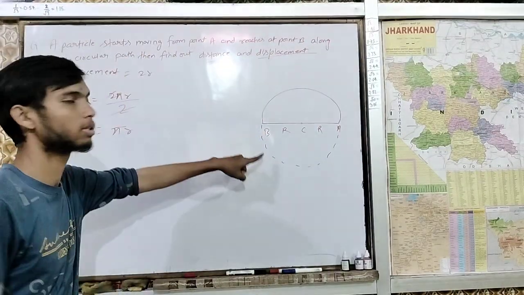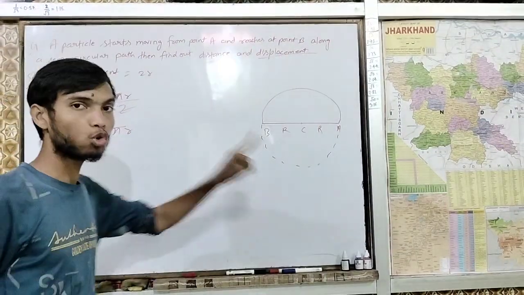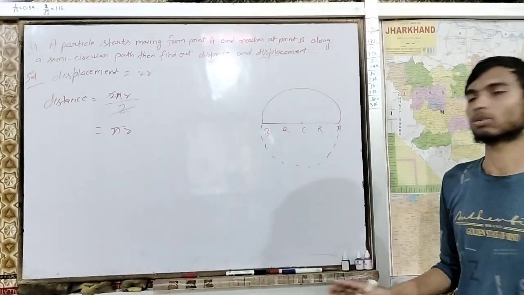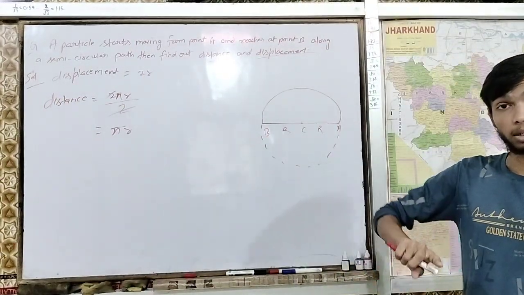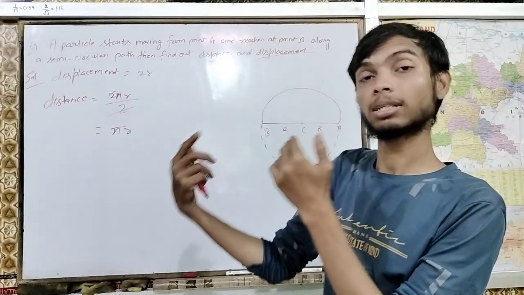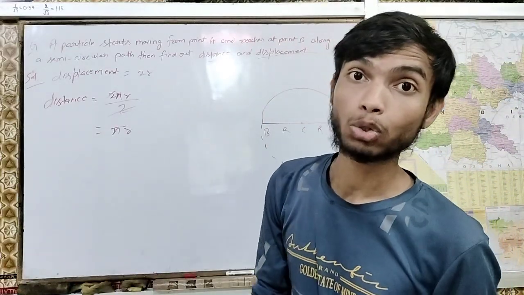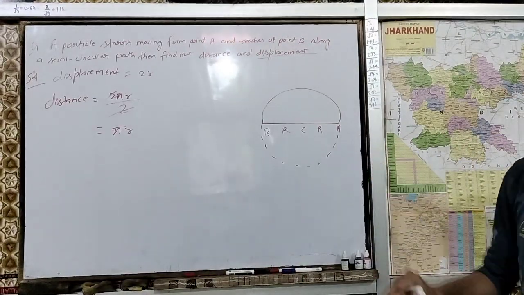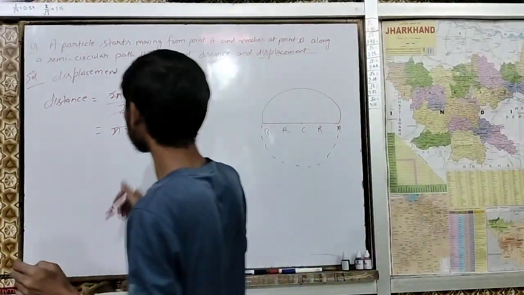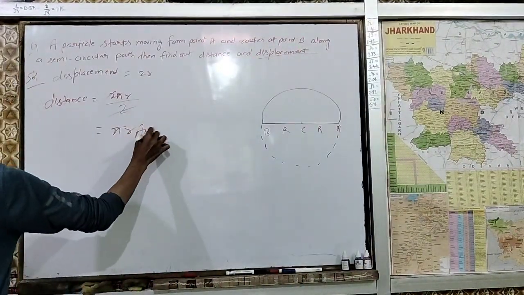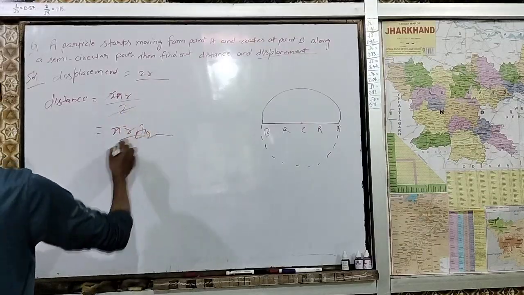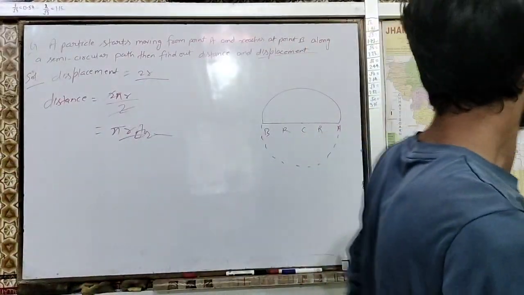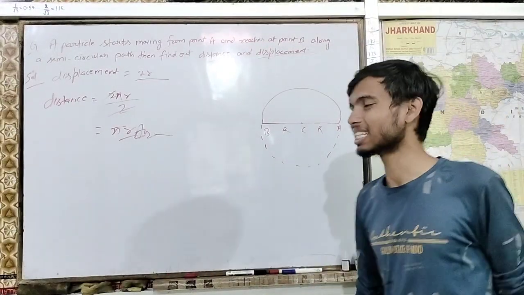Also, this is a semicircle, so this pi r is not the distance of a complete circle. 2 pi r is the complete distance of a complete circle. Clear? Did you understand the meaning of this answer? This is the first and this is the second. Both are complete answers. Just have a look, then I will write the next question.